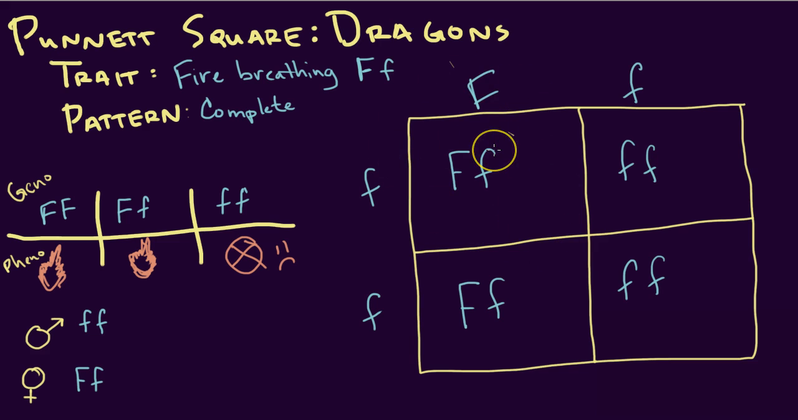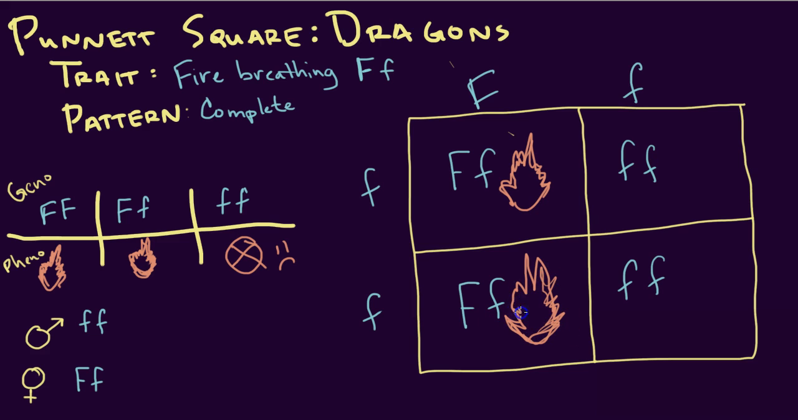A big F, little f is going to give us the fire breathing ability. So we can draw some fire here. I think my fire is getting worse as we go. Here we have some more, big F, little f. We said that heterozygous over here also gives us fire. So here's some fire.